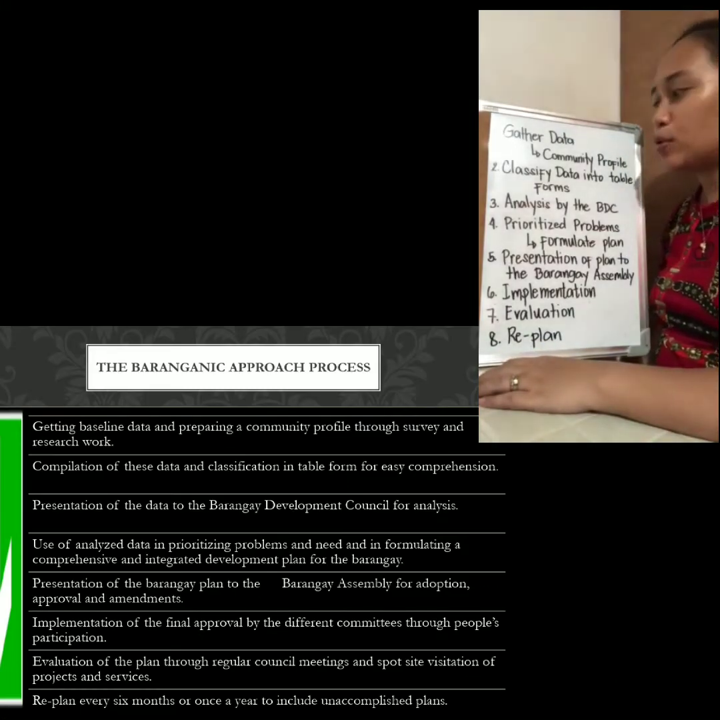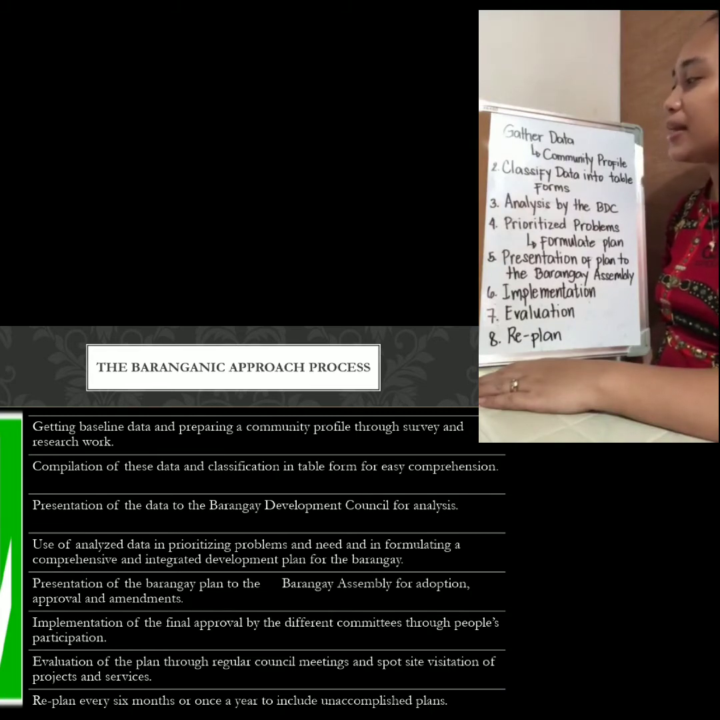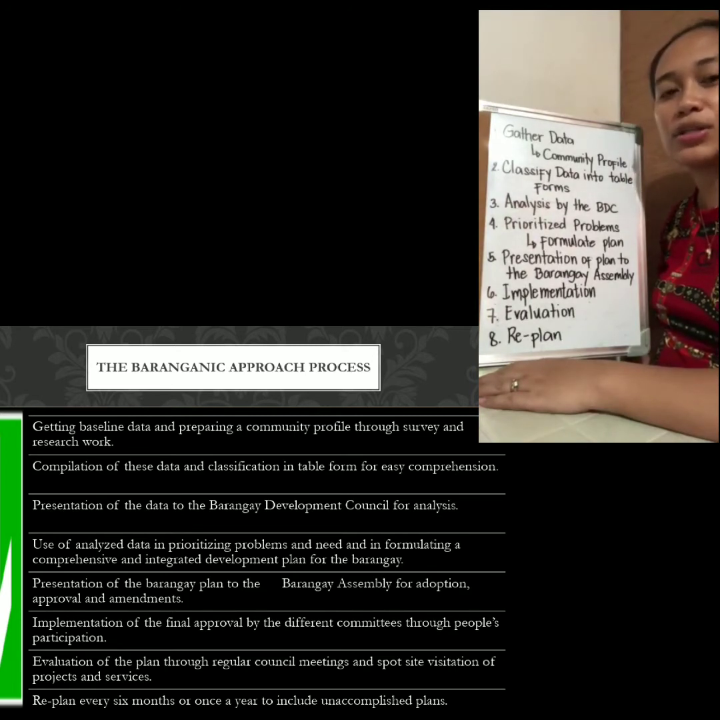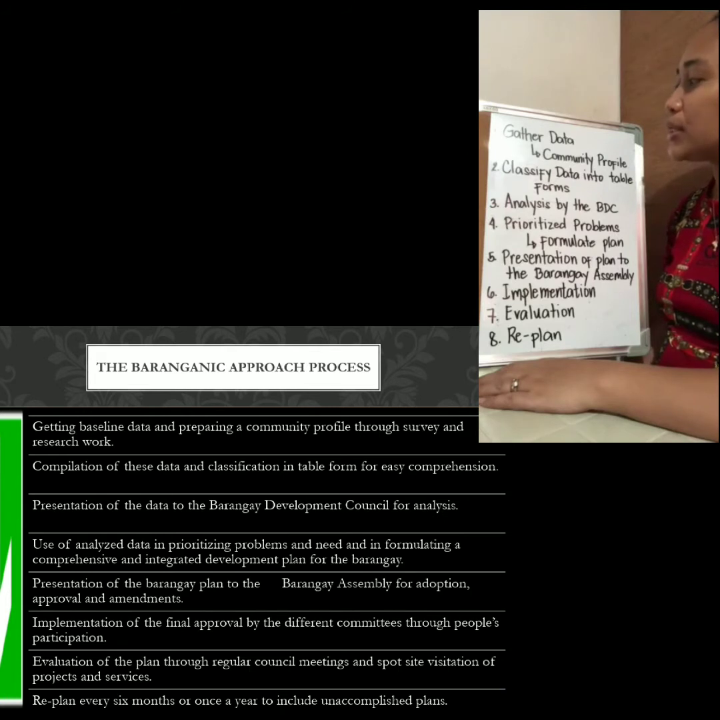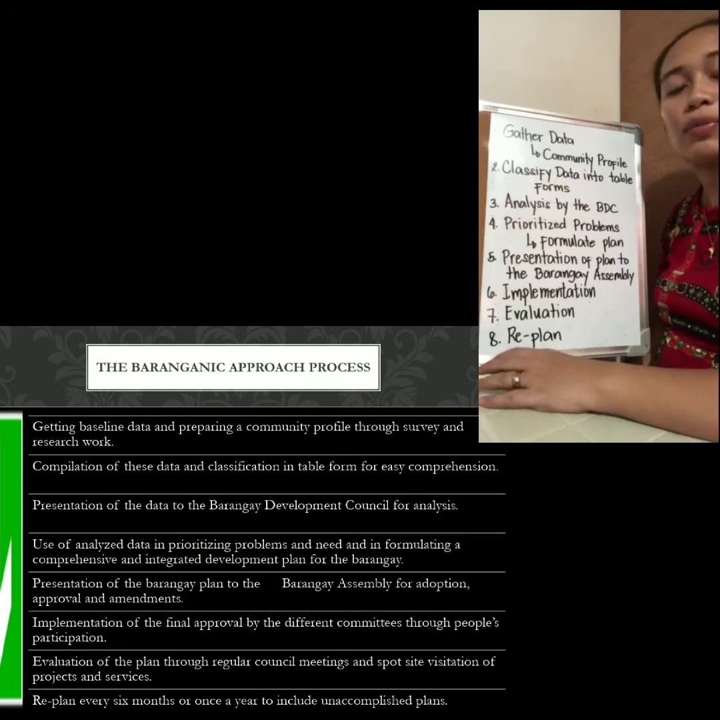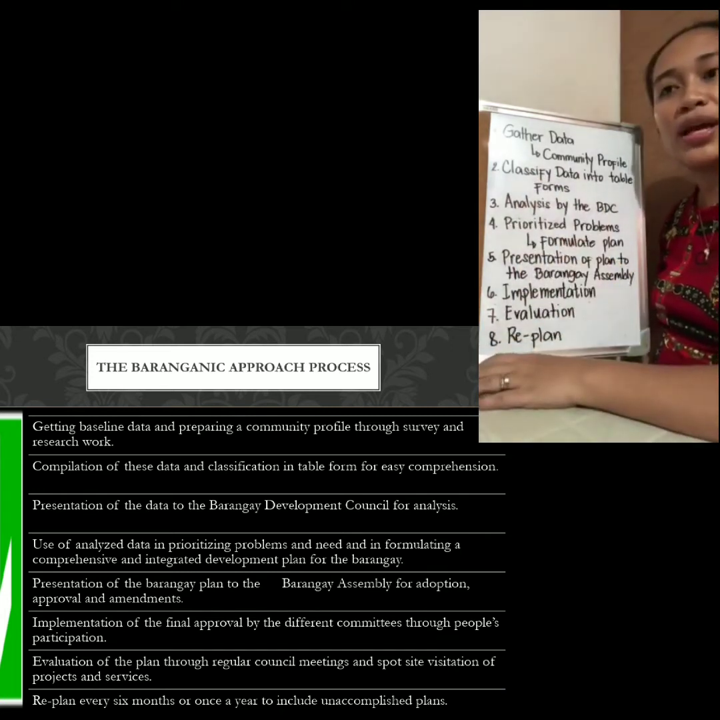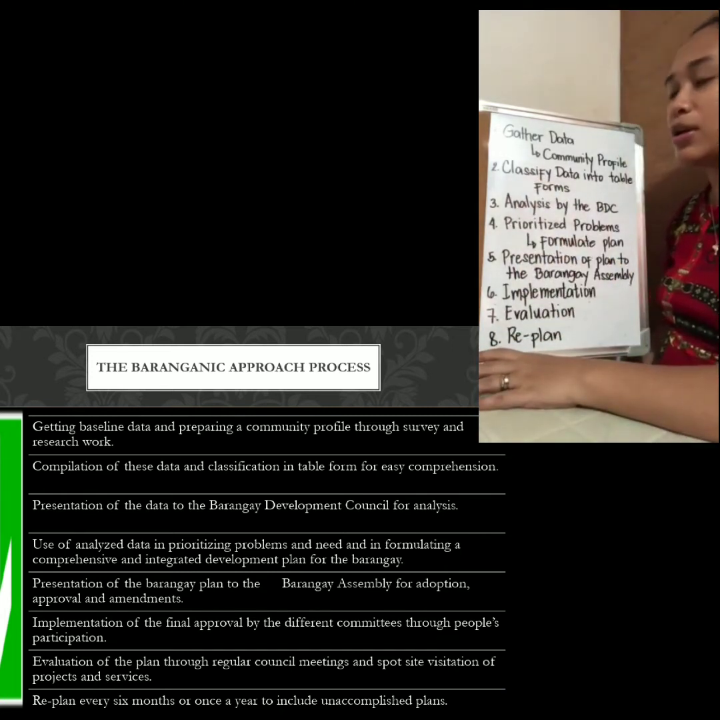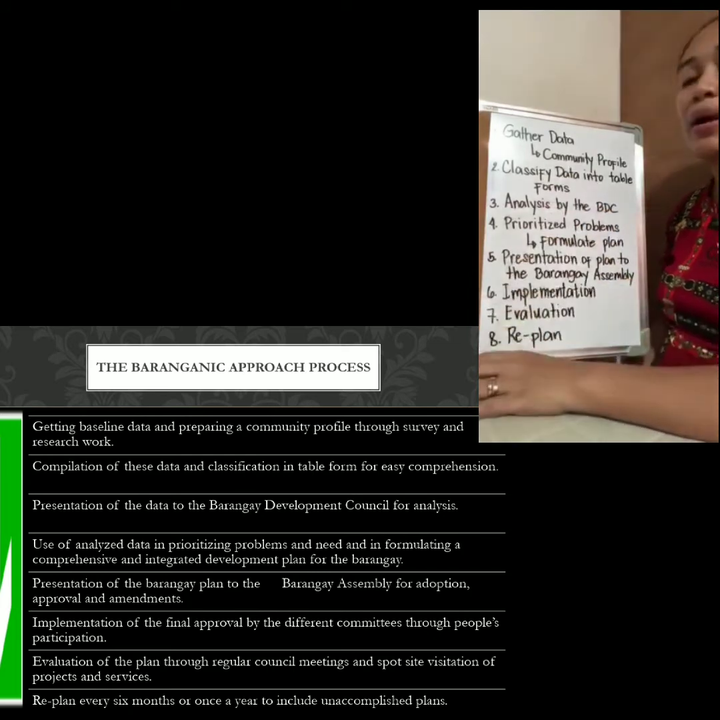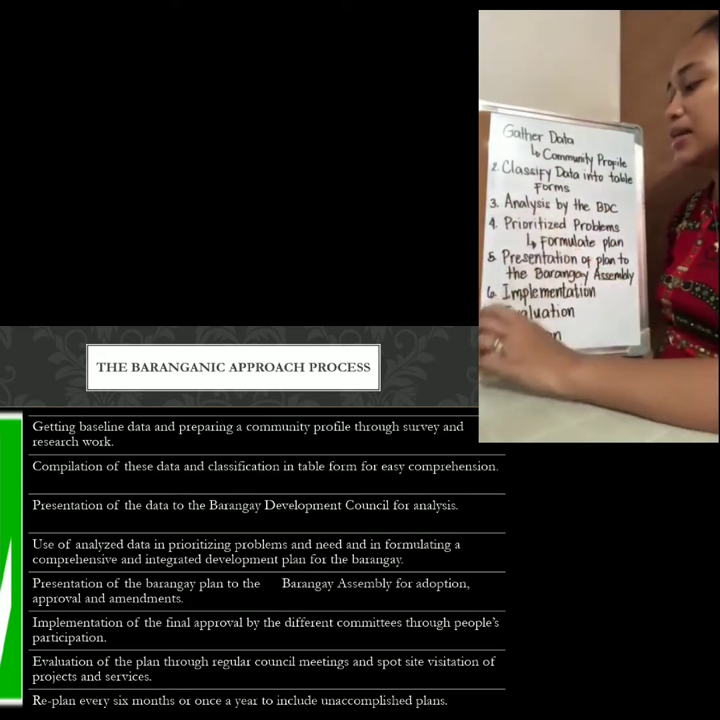For the Barangay-based approach process, there are 8 steps under this kind of approach. First, gathering baseline data and making the community profile, which is done through survey and research work. After the data has been gathered and the community development workers have created a community profile, these data should be classified into table forms. This is to ensure easy comprehension. And once the data are in table forms, these are to be submitted to the Barangay Development Council for analysis.